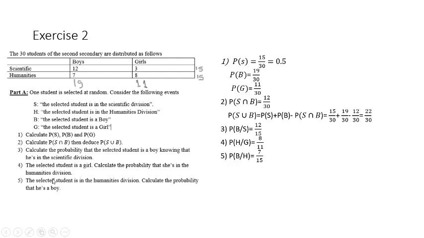Part 5, the selected student is in the humanities division. This is the condition. Calculate the probability that he is a boy. The condition is humanities, so we should take only the humanities. It's a boy. Boys are 7 out of 15, and this is it, okay?